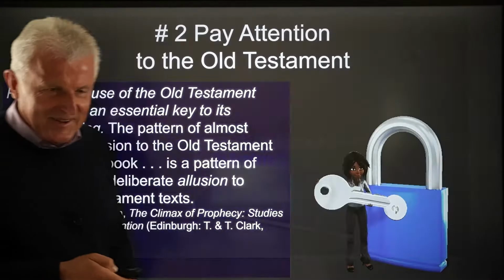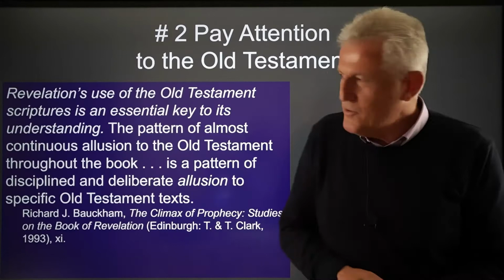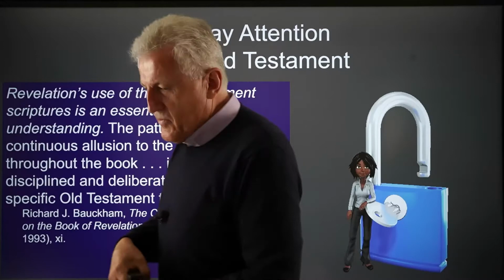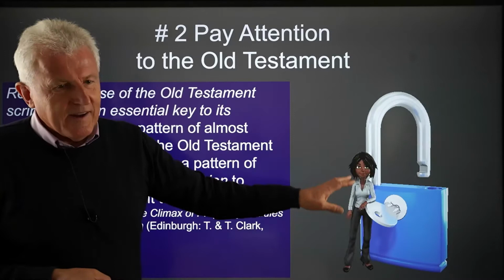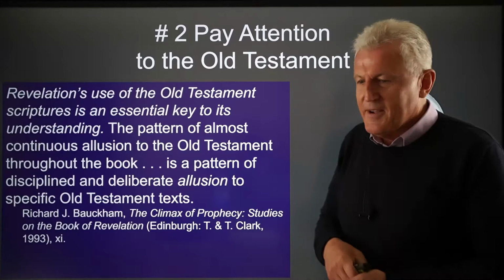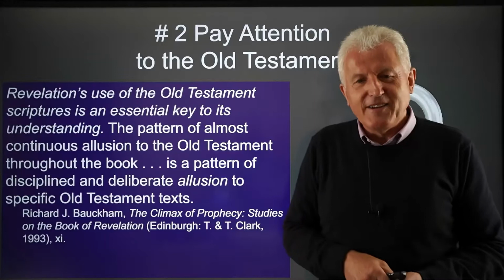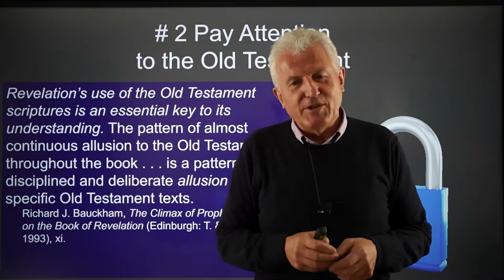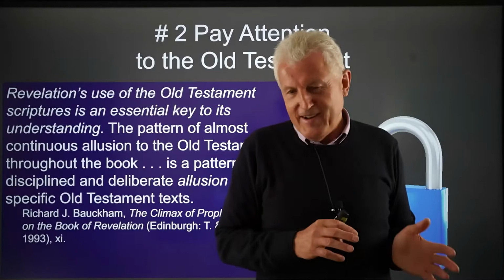The second point is to pay attention to Revelation's use of the Old Testament and to recognize that the key to Revelation's message is really the Old Testament allusions. That is a key, certainly, if not the key. And I will use Richard Bauckham as my source here for that. Revelation's use of the Old Testament scriptures is an essential key to its understanding. The pattern of almost continuous allusion to the Old Testament throughout the book is a pattern of disciplined and deliberate allusion to specific Old Testament texts.